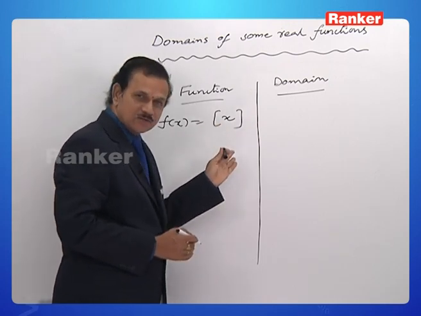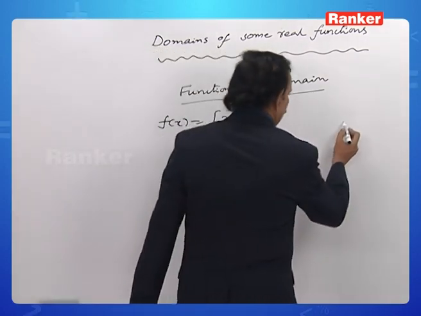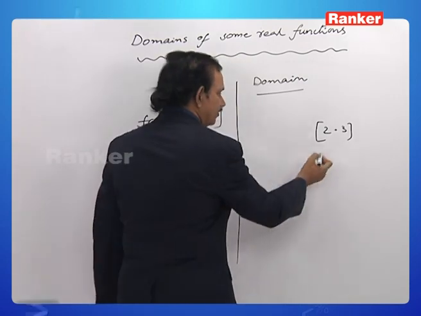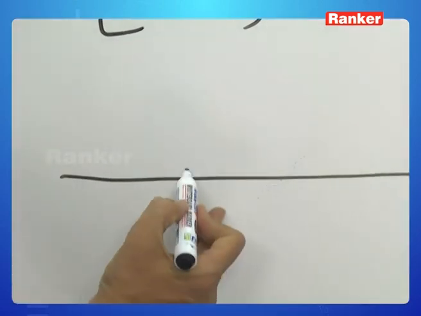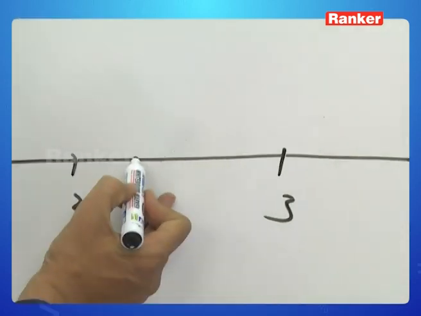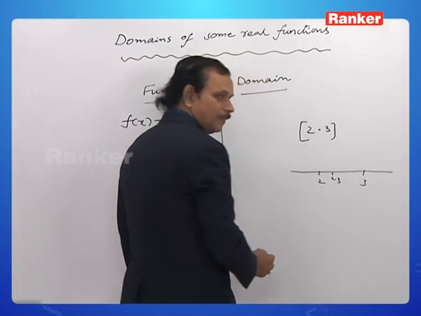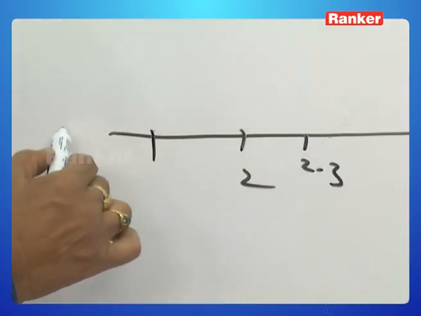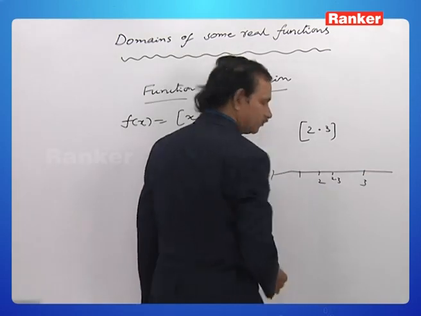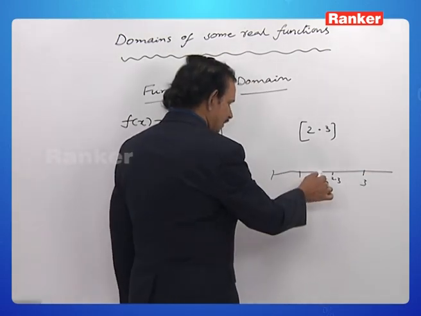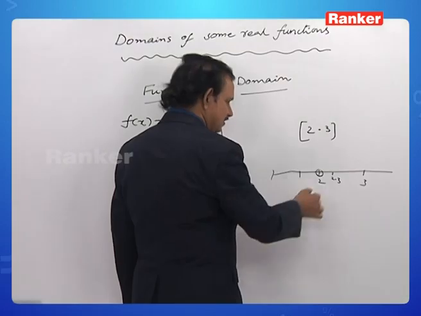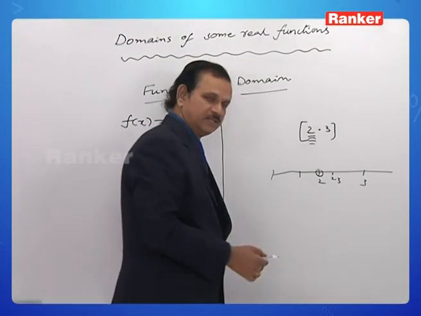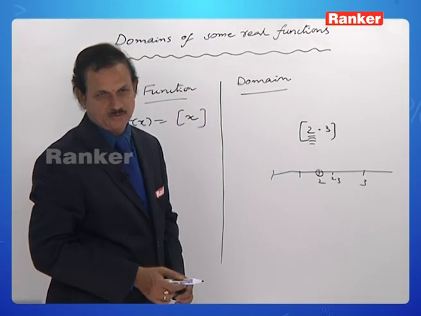Greatest integer less than or equal to x. As an example, what do you mean by integral part of 2.3? Observe the number 2.3 on the number line. 2, 3, 2.3. There are so many integers behind 2.3 and beyond 2.3 also. The greatest among all those integers which are less than this is 2. That is why read this 2 as the integral part of 2.3.